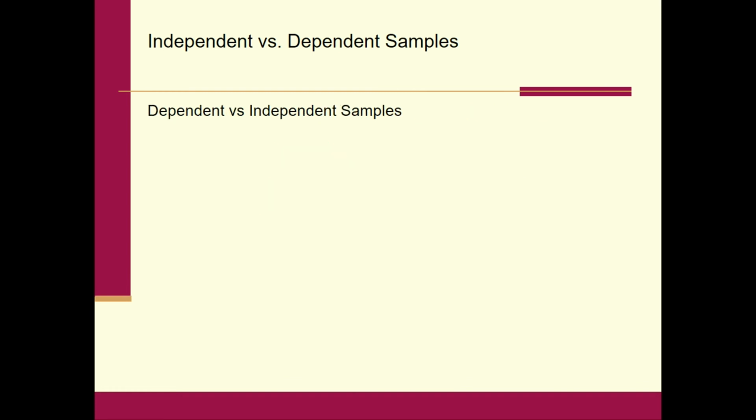All right. There are a couple of different ways that you can analyze data with regards to this. It just depends on the situation. And so we have what's called dependent versus independent samples. I actually want to start with dependent samples.